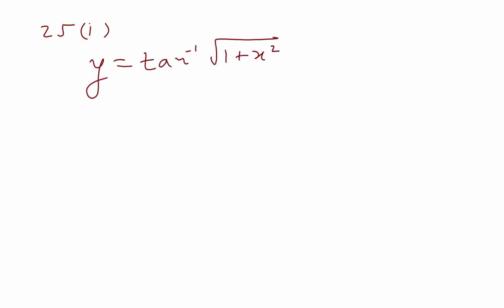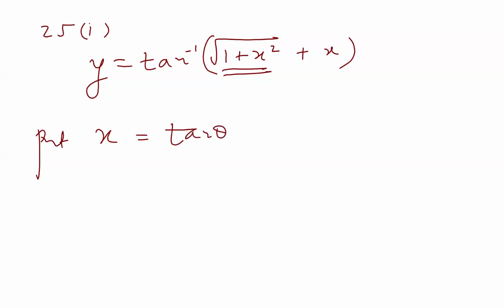So we'll continue with question number 25, sub question 1. Okay. So y is equal to tan inverse of (1 plus x square) plus x. Okay. So y is equal to, see now there is plus x square. So whenever it is plus x square, okay, put x is equal to tan theta. Put x is equal to tan theta.